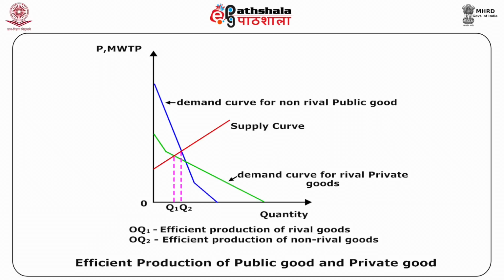Therefore, the criterion remains the same, while the level of production changes depending upon the relationship between the demand for a non-rival good vis-a-vis the supply curve, in respect of a different demand curve which is for a rival private good, for such private goods which are rivalrous in nature. So, in this diagram we have seen how efficient production of a public good can take place and how it compares with the production efficiency in the production of a private good.